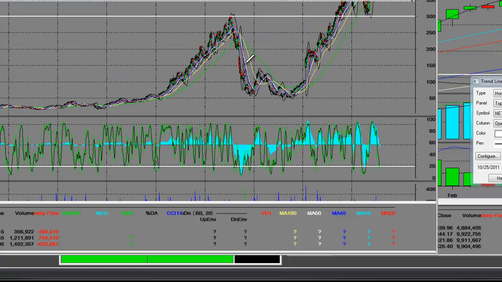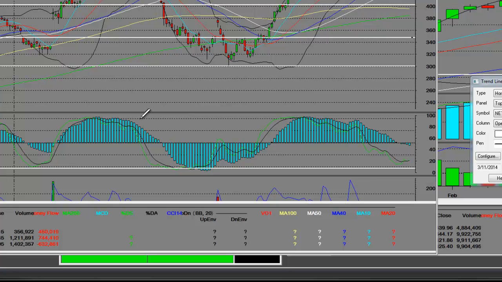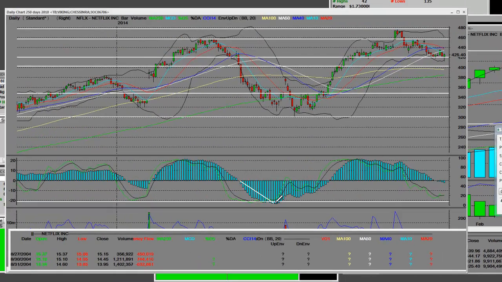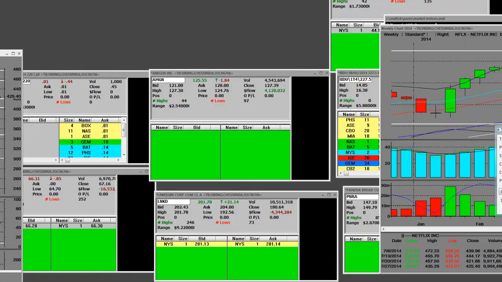4-day daily sell signal. This is what happens when Netflix gets into the sell signal. They like to go down. And once again, we have just now tiptoed into that mode with Netflix.